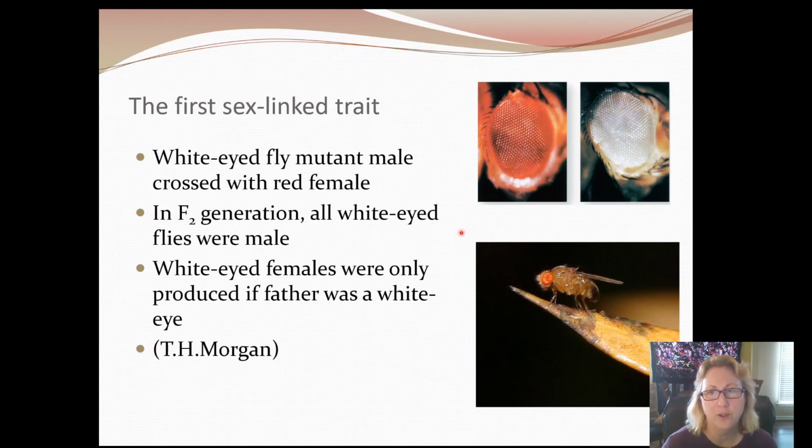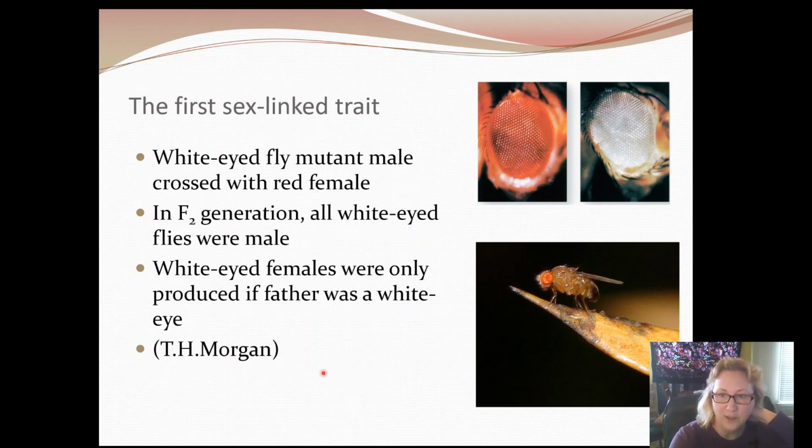Then he let the males and the females of the F1 generation interbreed. And yes, they were all siblings. He let them interbreed and then looked at the F2 generation, and he got the ratio he expected. 25% of the offspring had white eyes, just like Mendel got with his purple and white flower experiments. However, all the white-eyed flies were male. The only way he could get females with white eyes is if the father had white eyes and the mother was from his F1 generation, meaning she was heterozygous.